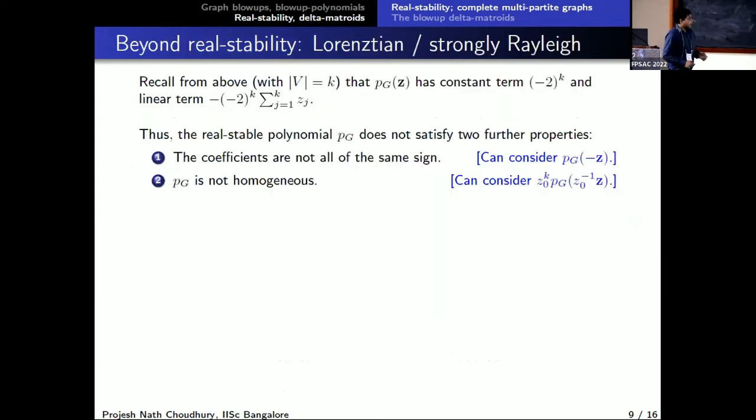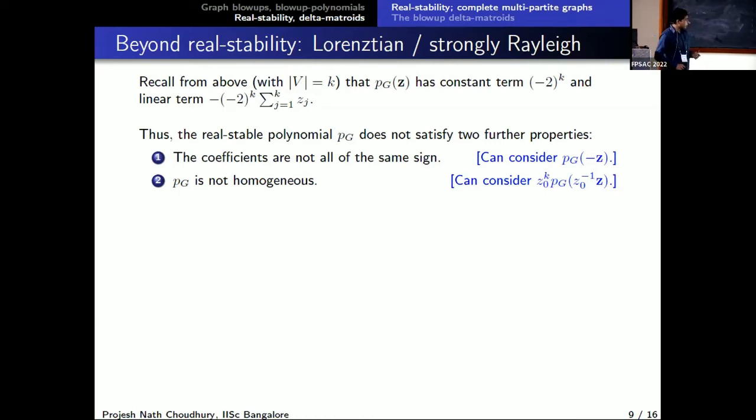Now, let me go beyond real stability. I remind you that from the very first result, the blow-up polynomial has this as a constant term and the linear term is given by these things. This already shows you immediately that this polynomial does not satisfy two desirable properties. Clearly, the coefficients of the constant term and linear term are of unequal signs. So this is the first property.